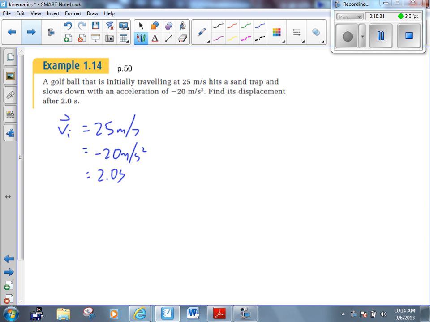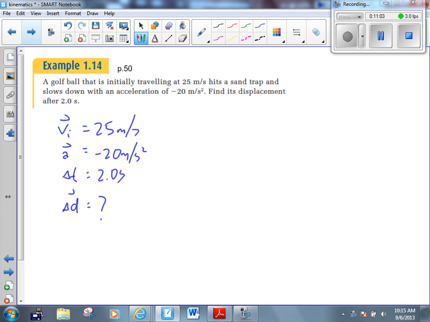It's initial velocity. Good. Tell me what that negative 20 meters per second squared is. There's your little hint right there. Meters per second squared. It's acceleration. And the fact that it's a negative acceleration just means that it's slowing down. Positive acceleration would mean speeding up, negative slowing down. 2 seconds is going to be the time, right? We're looking for the displacement, so we're looking for delta D.